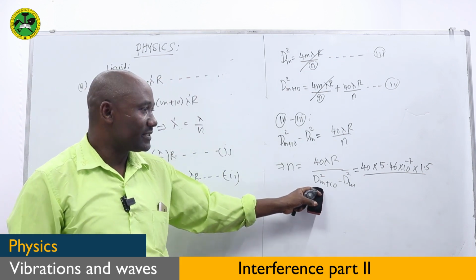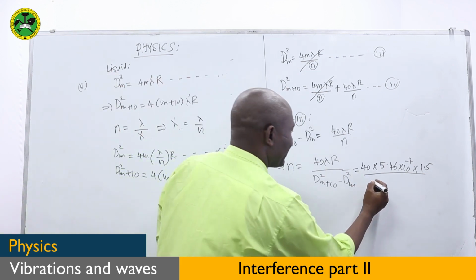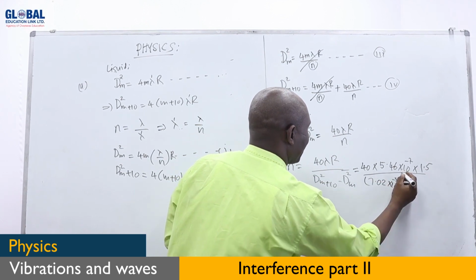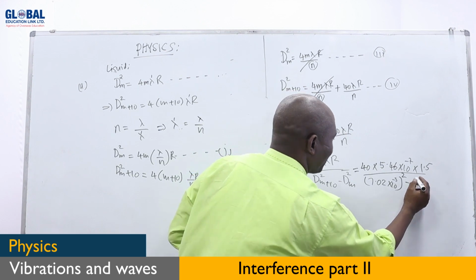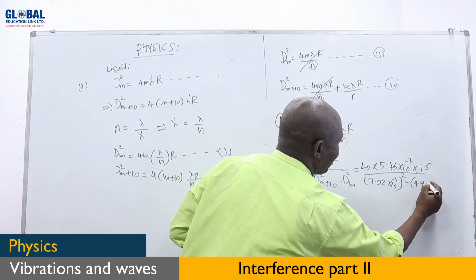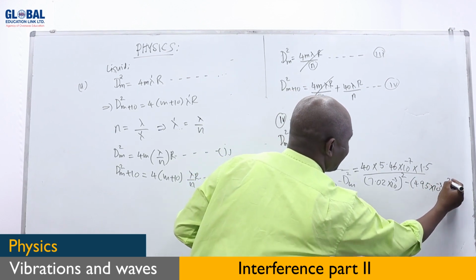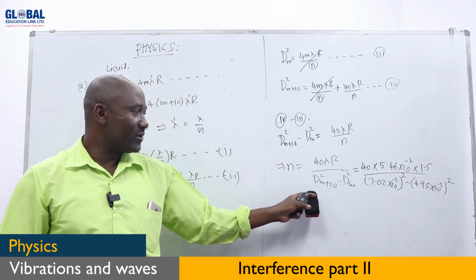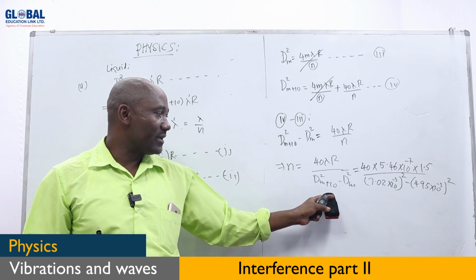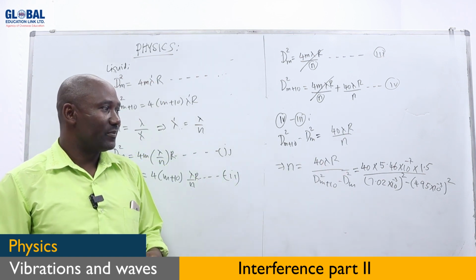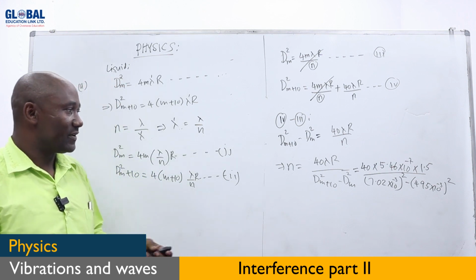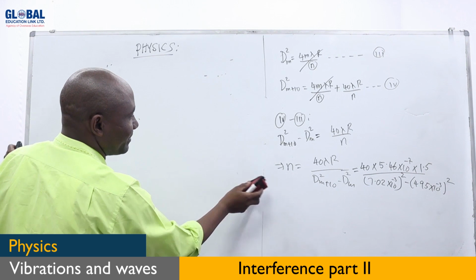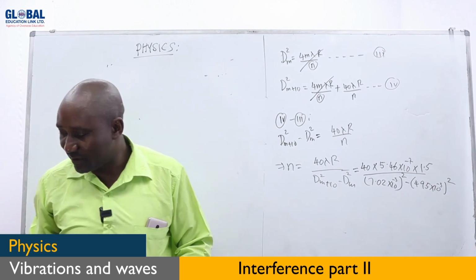And the difference now is you take 7.02 times 10 negative 3 squared minus 4.95 times 10 negative 3 squared. These are the diameters corresponding to the orders m plus 10 and m when the space between the lens and glass was filled with liquid. Trying to evaluate the expressions, you can start from the bottom there.